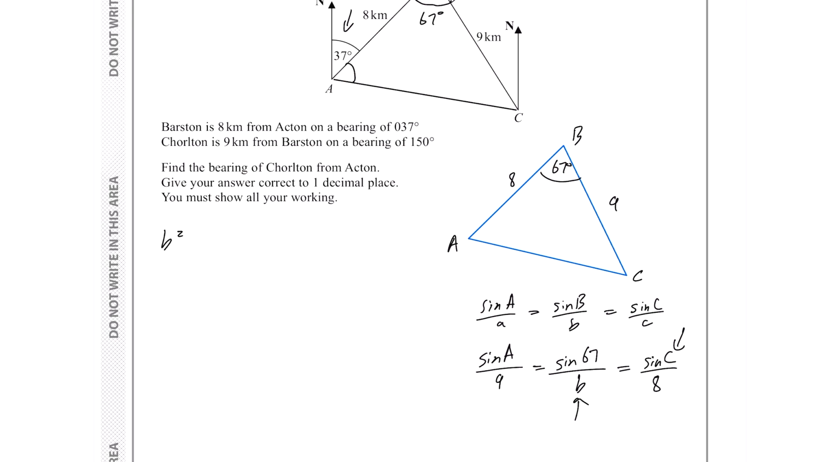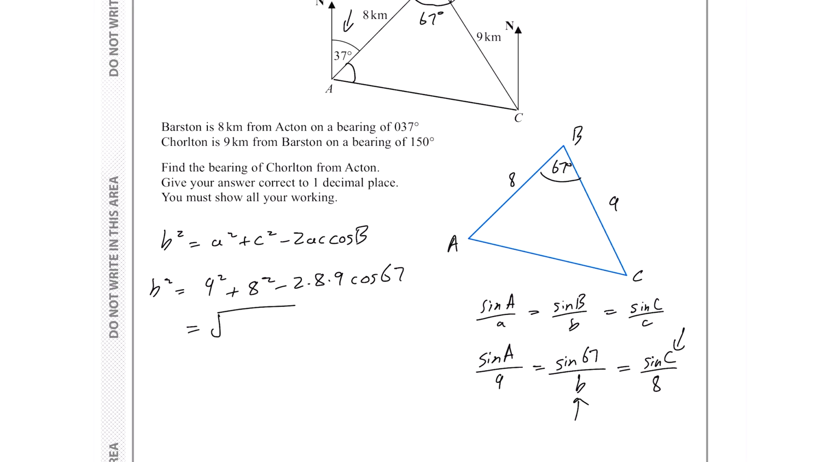So that is going to be B squared is equal to A squared plus C squared minus 2AC cos B. That's the formula I'm using. I don't know what B squared is, but it is 9 squared plus 8 squared minus 2 times 8 times 9, times cos of the angle, which I know is 67. I can now type all of that into my calculator, and you will end up with a value that you need to square root.